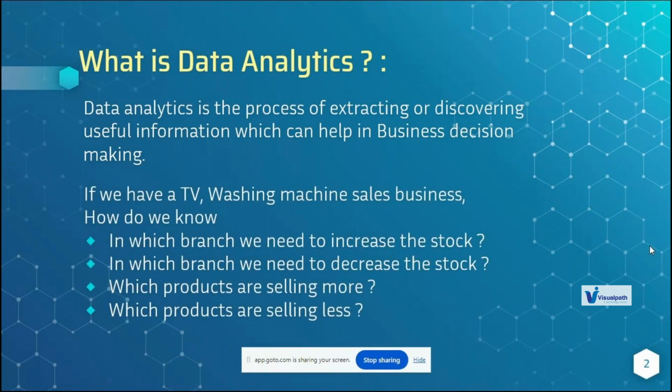Suppose we have a TV and washing machine sales business, how do we know in which branch we need to increase the stock, and in which branch we need to decrease the stock? How do we know all these things? By extracting the data and working on that. Yeah, we need to take at least the recent 3 or 4 months of data and analyze it. Just by looking at yesterday's and today's data, we cannot come to any conclusion. Following that, we can say quarter-wise trends.